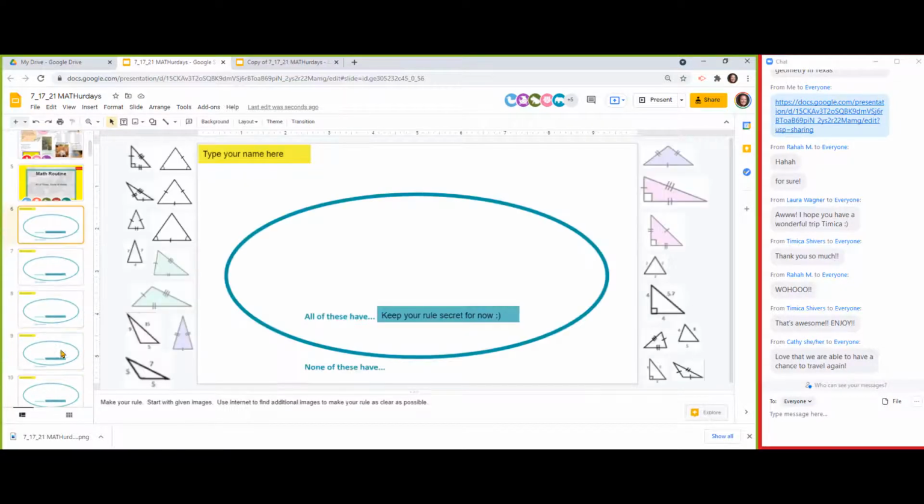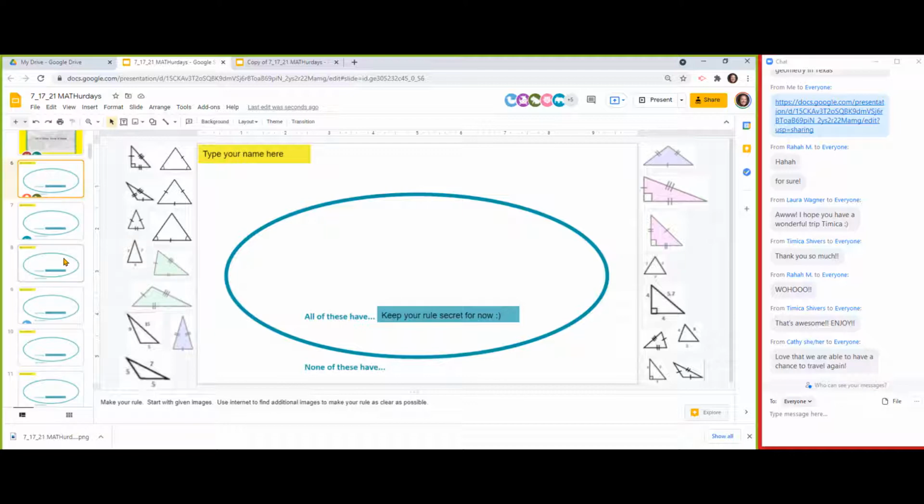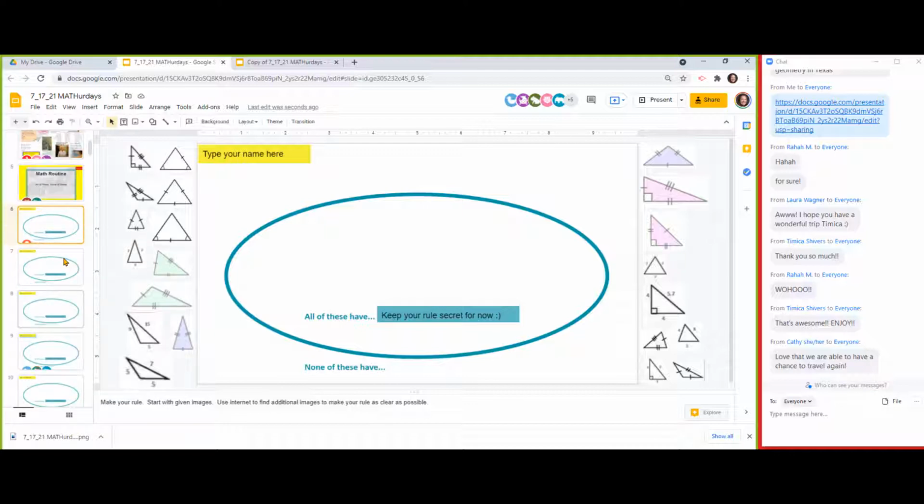What you'll see are a bunch of slides below that are ready for you to type your name and claim one. That's how other people will know that that's your slide. Please don't touch it. I'm working on that one. Go ahead and grab a slide, type your name in the yellow box, and you're going to think of a rule. It can be anything.